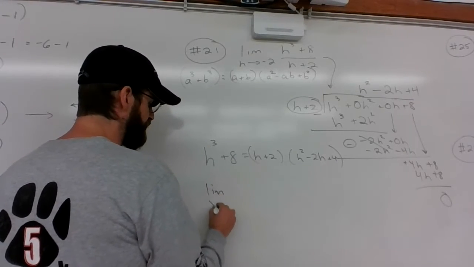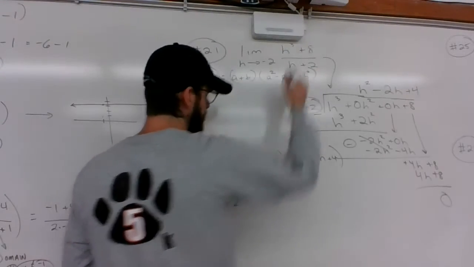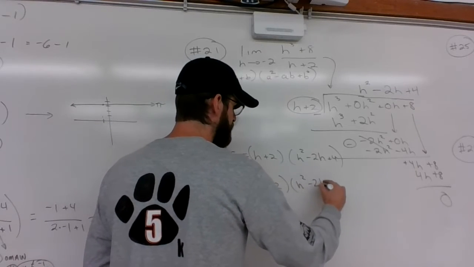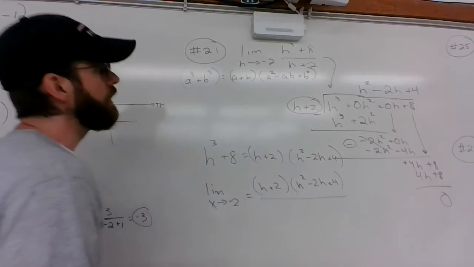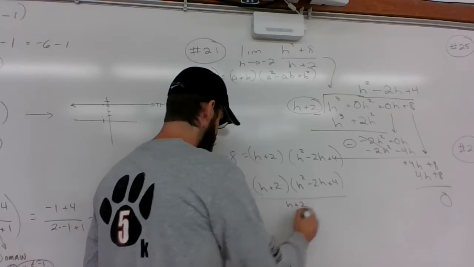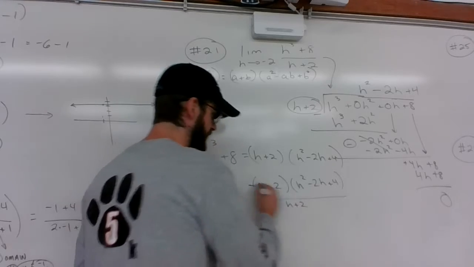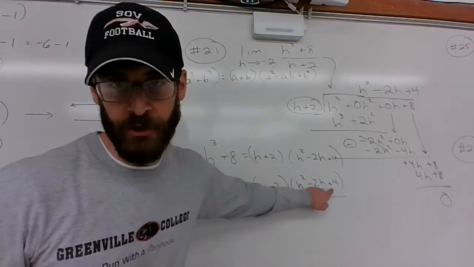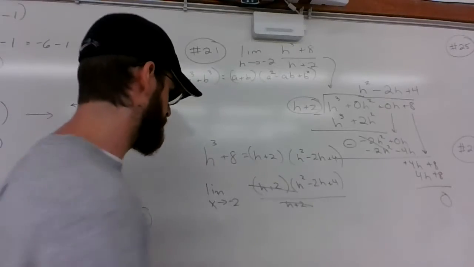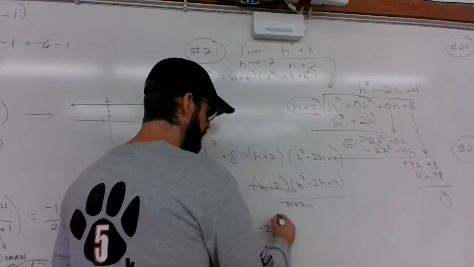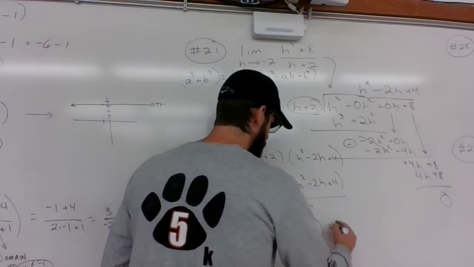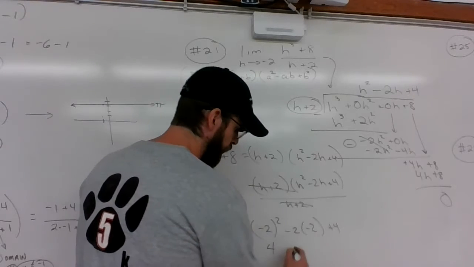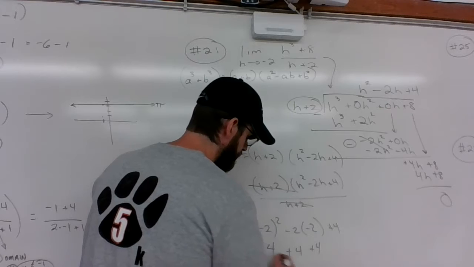So the limit as x approaches negative 2 of this original can be rewritten as h plus 2 on top times h squared minus 2h plus 4 on the bottom. And then h plus 2, of course, it's not equal to, it is the limit of that. Cancel those out, and you should be free to plug in negative 2 into a polynomial because a polynomial has no domain issues. Squared minus 2 times negative 2 plus 4. 4 plus 4 plus 4. 4, 8, 12.